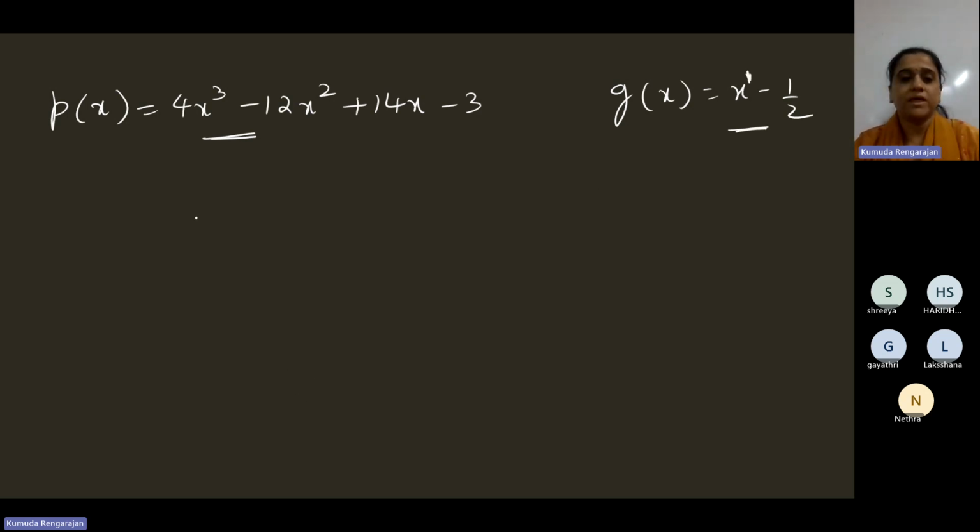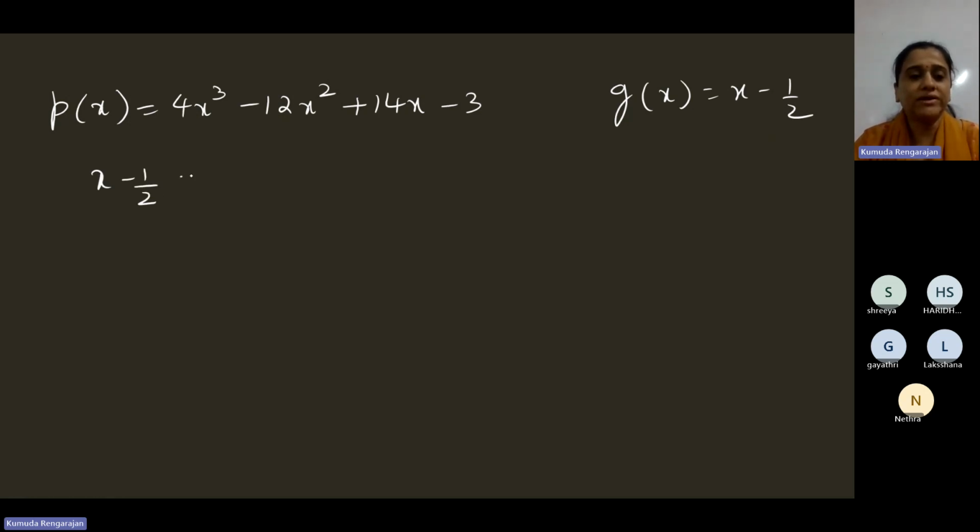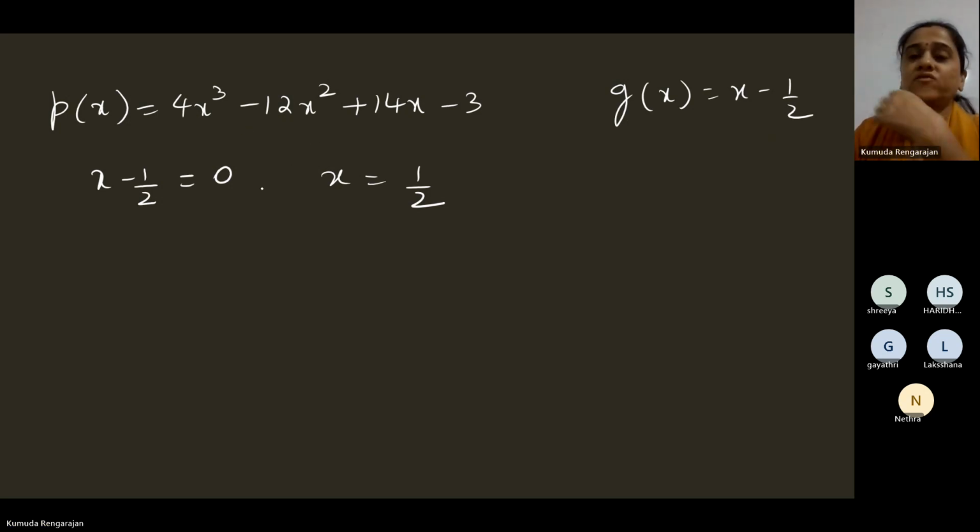Now how to use the remainder theorem? Equate the divisor to 0. What's the divisor? x minus half. Equate it to 0 and solve for x. So x minus half is equal to 0. x is equal to half. Okay. Now find the value of the polynomial P of x, the dividend polynomial, at x is equal to half. When x takes the value 1 by 2, what is the value of the polynomial? So we are going to find P of half. P of half will give you the remainder.